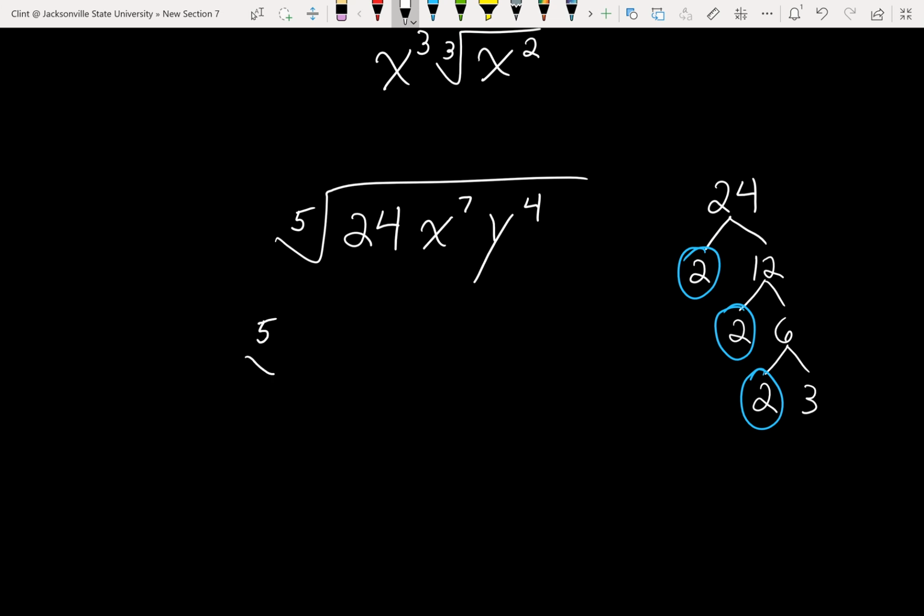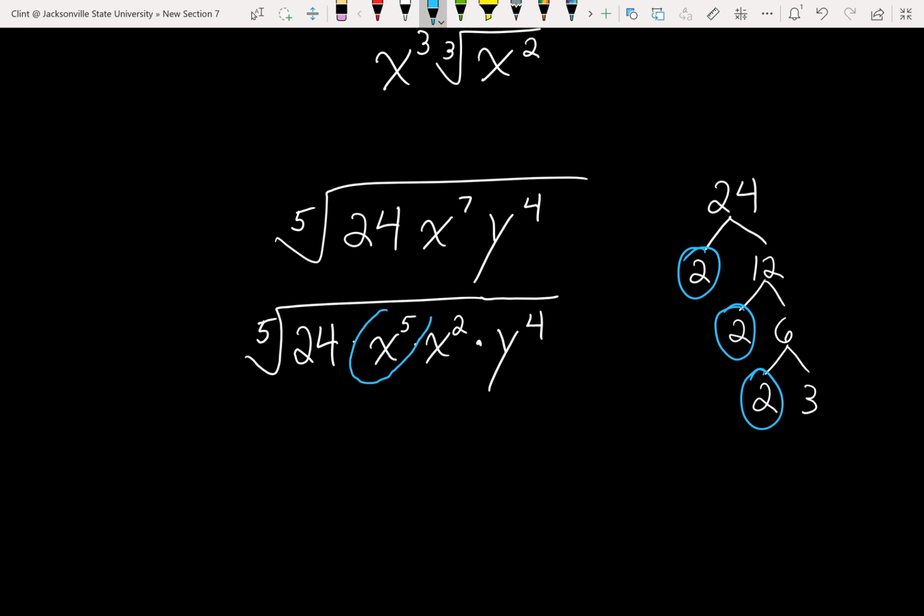Okay, so knowing that 24 stays under there, then x to the 7th can break down as x to the 5th times x squared. Then what about y to the 4th? 4 is smaller than 5, so there's nothing we can do with that. Y to the 4th is just going to stay under there. So the only term we can simplify here is the x to the 5th term. So the 5th root of x to the 5th is going to give us an x out front. Everything else is going to stay underneath.